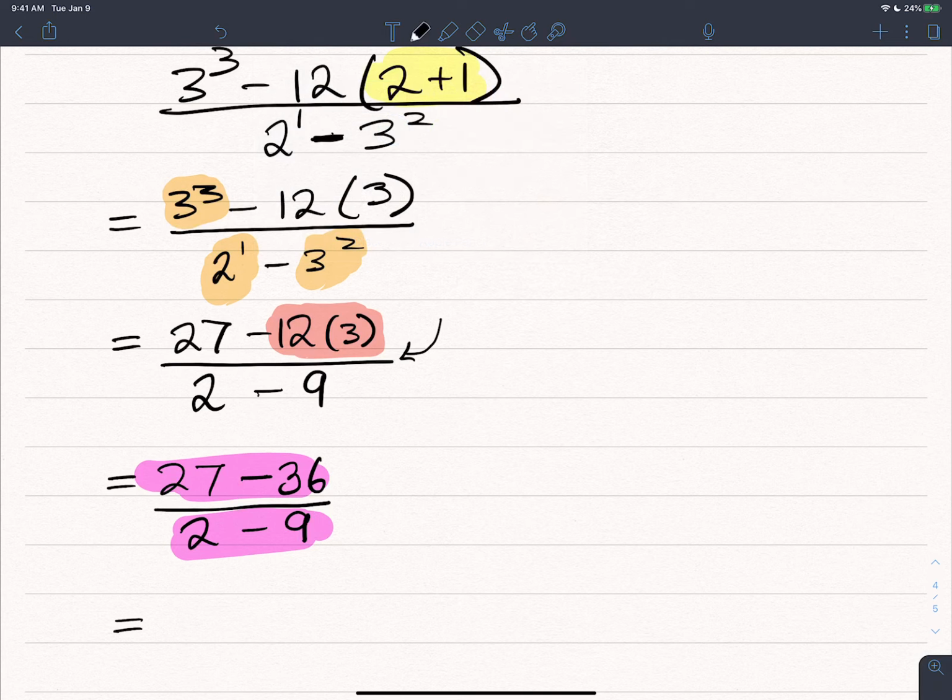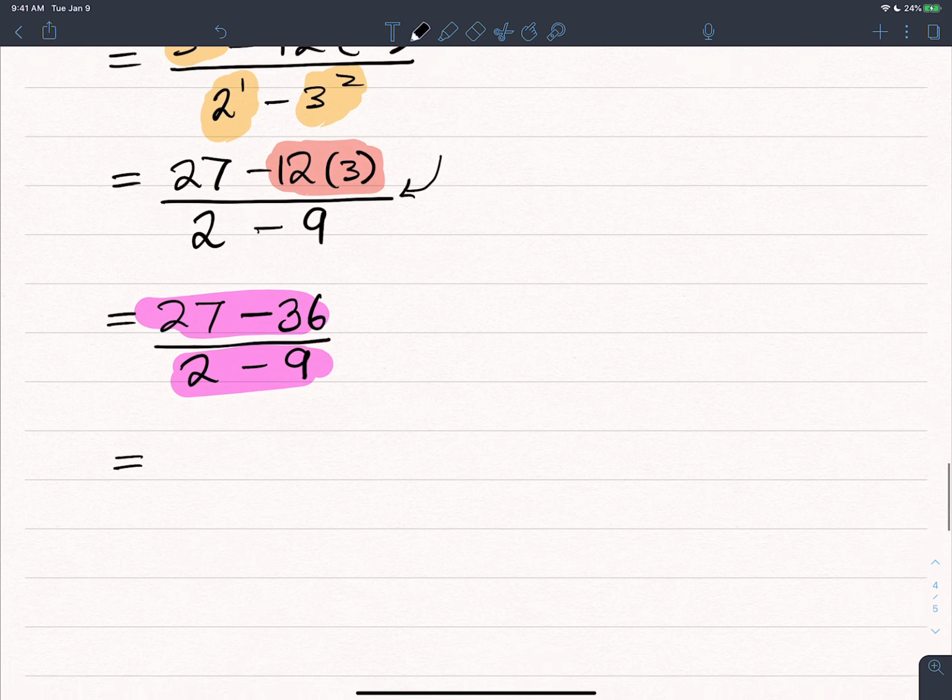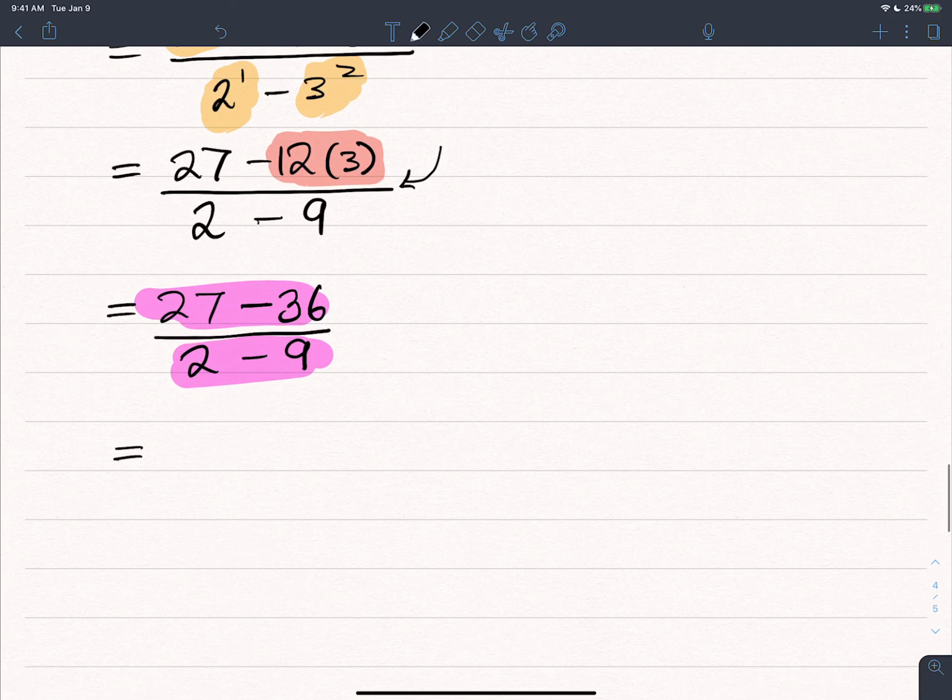So 27 minus 36. What's 27 minus 36? -9. -9 in the top. And in the bottom, what do we get? 2 minus 9. -7. So there actually isn't really any division to do here. We just have -9 over -7. We can leave it just like that.